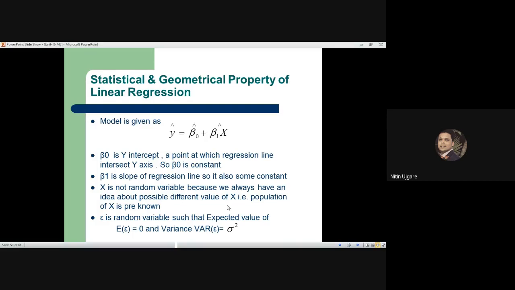So x is not a random variable because we always have an idea about the possible different values of x. That is, the population of x is always pre-known. That means the independent variable in case of simple linear regression, and multiple independent variables in case of multiple linear regression, their values, their population is already known to us. And I mentioned that epsilon is a random variable such that the expected value of the random variable is 0 and its variance is represented as sigma square.